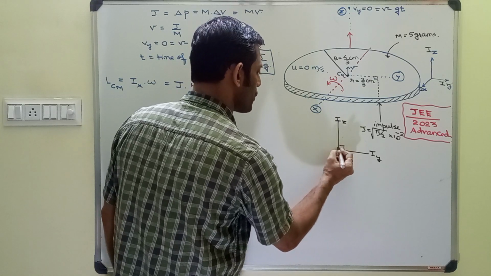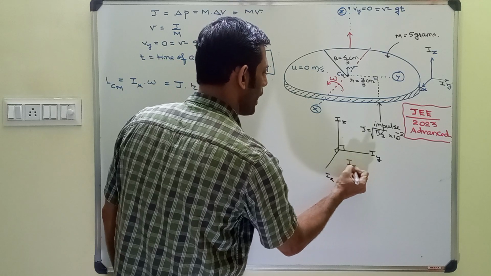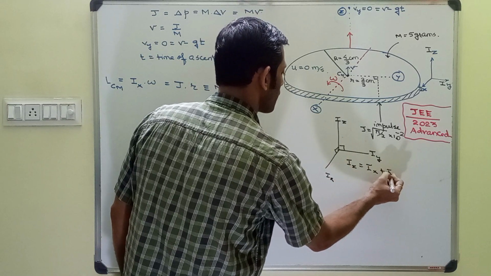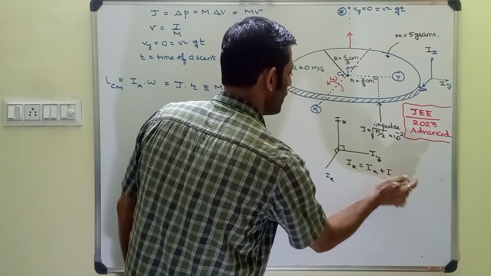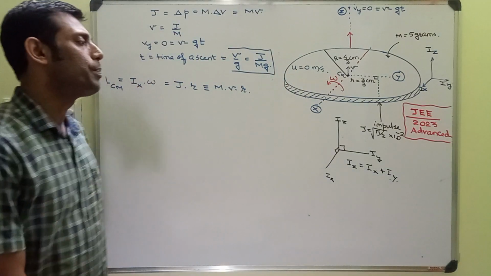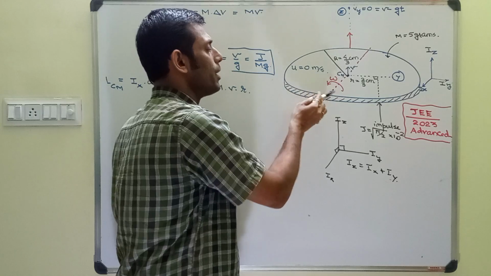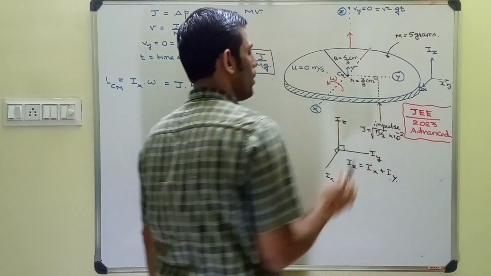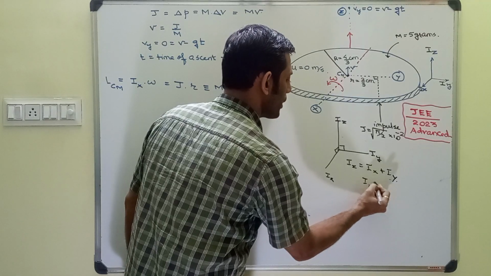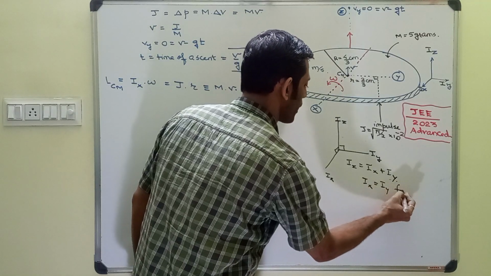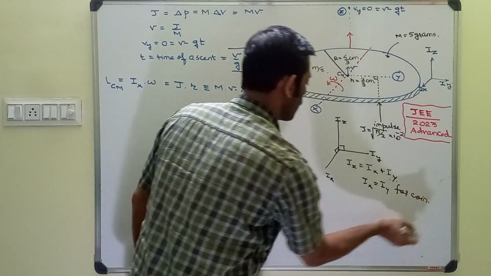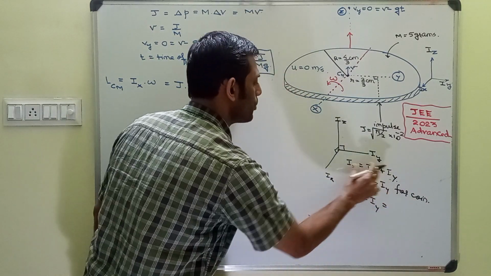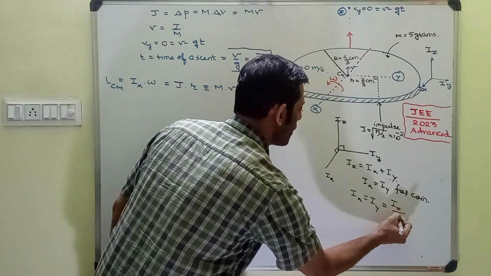This is the axis which is perpendicular to both. Therefore, Iz is equal to Ix plus Iy. Now, this particular coin being circular, the moment of inertia about the x-axis and the moment of inertia about the y-axis shall be equal for the coin. Therefore, the Ix or Iy value is going to be equal to Iz by 2.